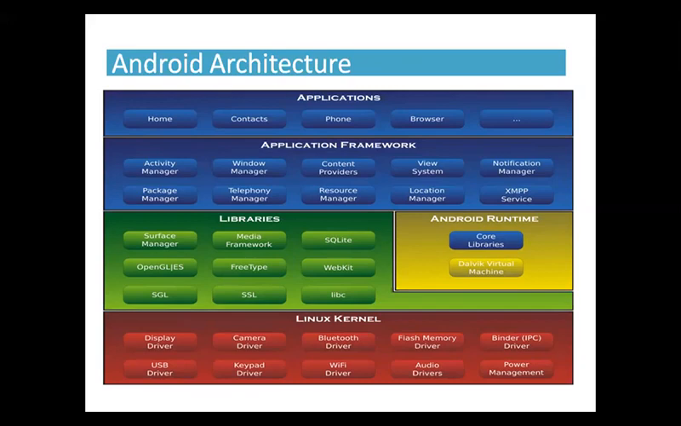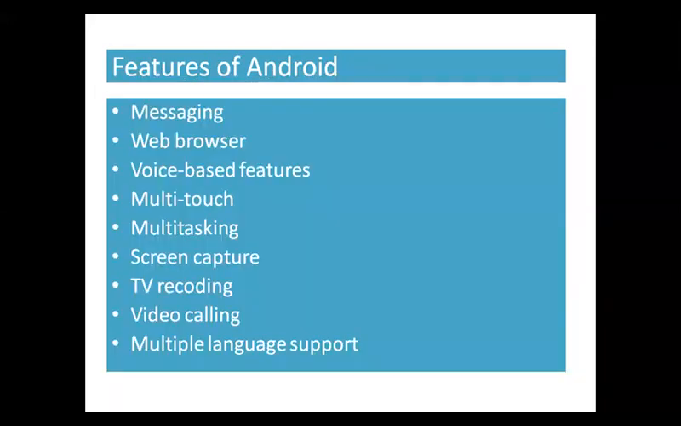Okay, fine. And coming to the next one, the features of Android, guys. We have a messaging feature. We have SMS, voice-based SMS, and MMS. So different types of messaging services we have in Android, and different types of web browser support. We also have a voice-based feature: text to speech and speech to text. And we have multi-touch screen operation.